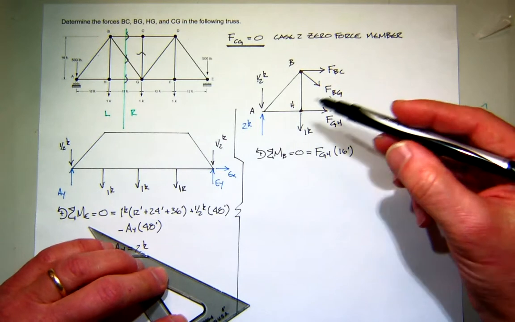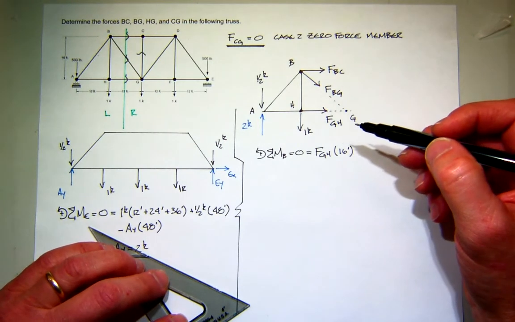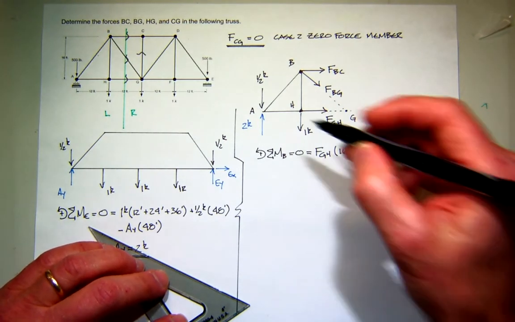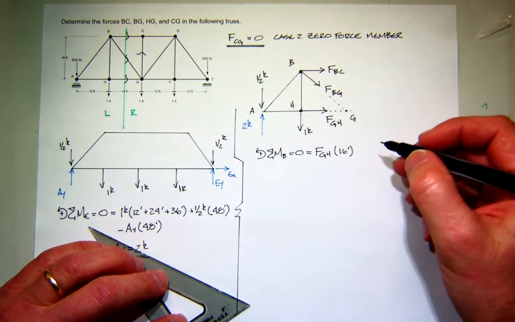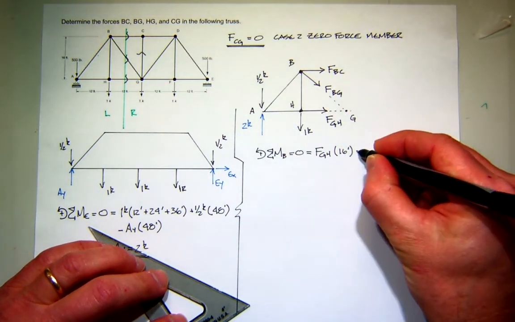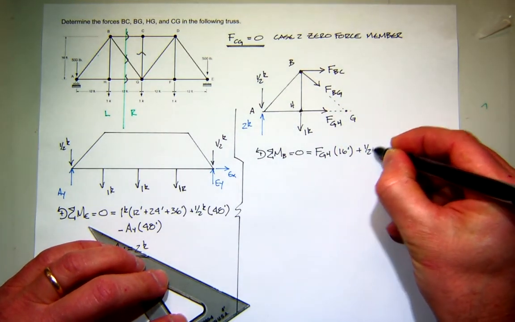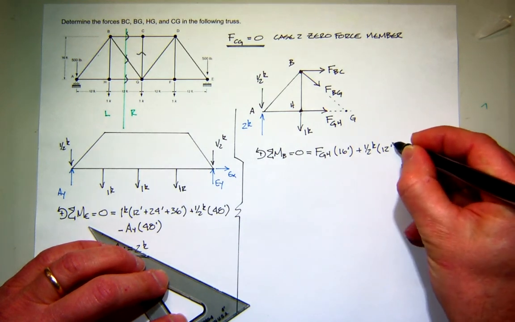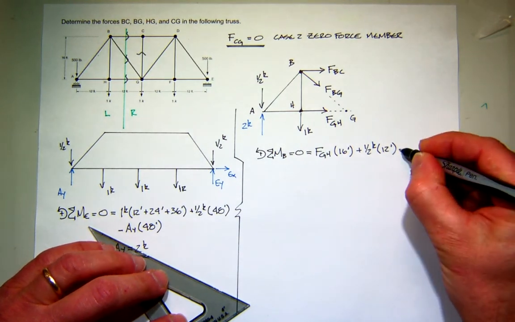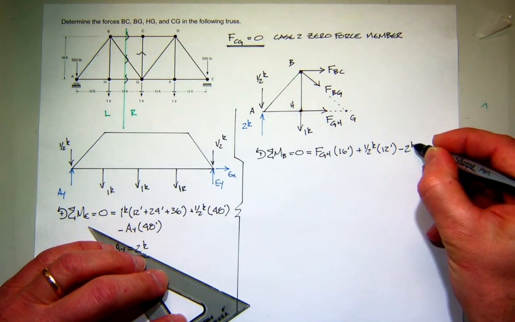Since I'm not getting good feedback from you as you look at me on that, I'm not going to do it that way. I'm going to do it one at a time. So the 1/2 kip force creates positive or negative moment about B? Positive. So I've got 1/2 kip times 12. And then the 2 kip is negative, also 12.